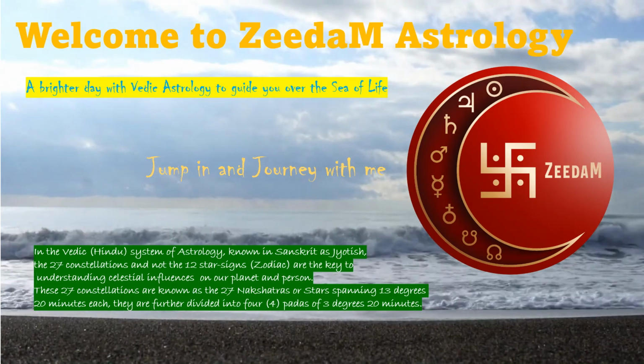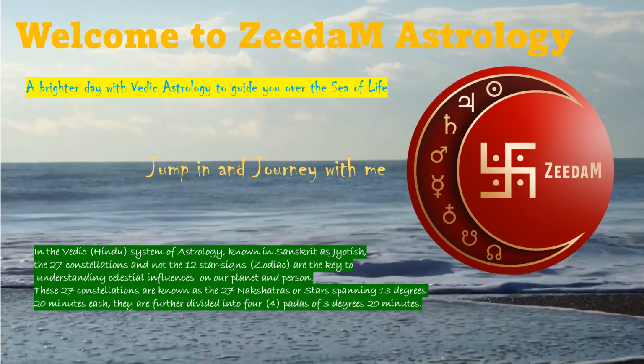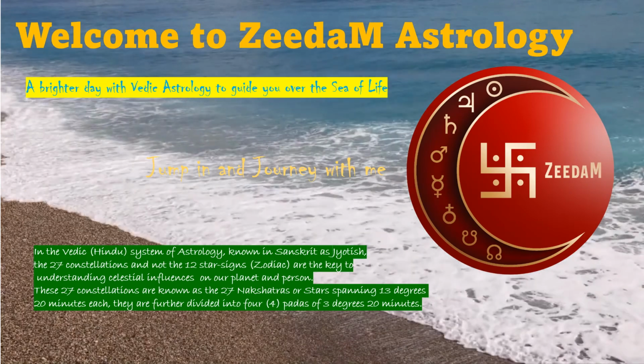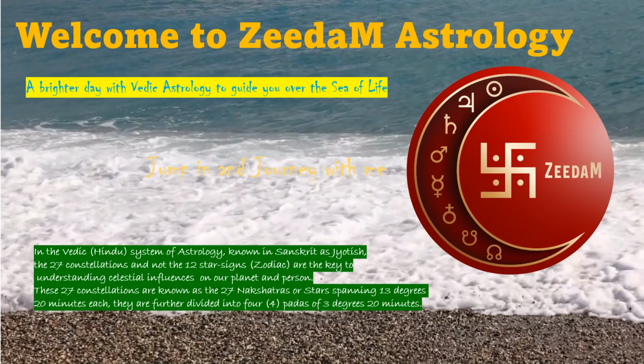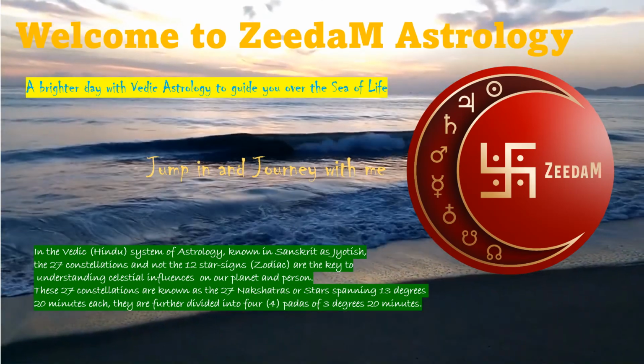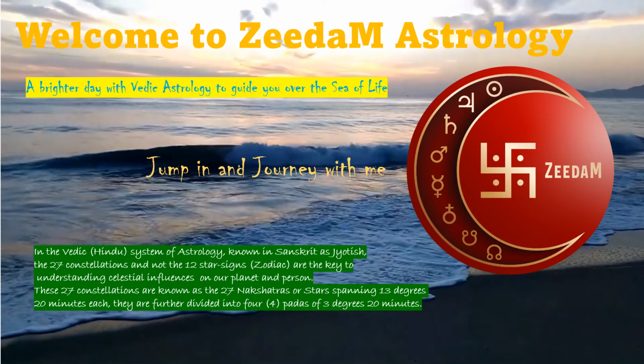In the Vedic Hindu system of astrology, known in Sanskrit as Jyotish, the 27 constellations, not the 12 star signs of the zodiac, are the key to understanding celestial influences on our planet and on our person. These 27 constellations are known as the 27 nakshatras or stars, spanning 13 degrees 20 minutes each, and they are further divided into 4 padas of 3 degrees and 20 minutes. Jump in and journey with me on this Vedic astrology for the Nakshatra series.